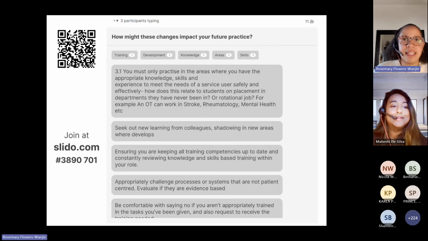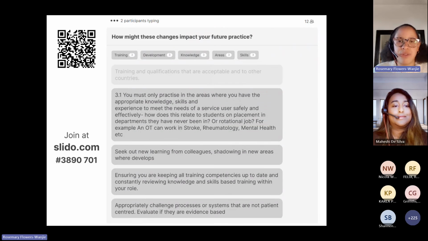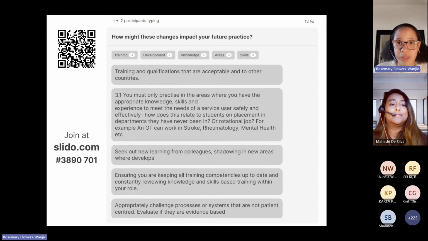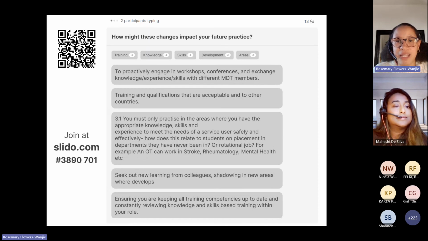It really is, definitely. We've got a question here as well about how Standard 3.1 relates to students on placement in departments they have never been in, or a rotational job, for example, an OT can work in stroke, rheumatology, mental health, etc. So I think what's important to remember when you're a student is you are there to learn. This is an opportunity to gain the experience, knowledge, and skills that you need, and to draw upon the knowledge that you've received in your training so far, to put that into practice.